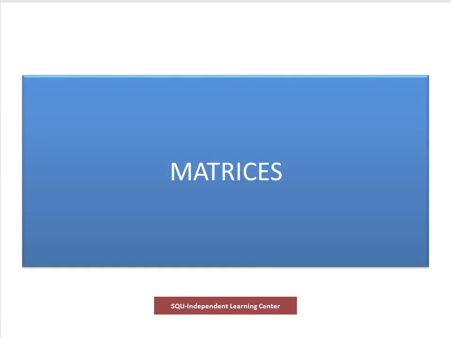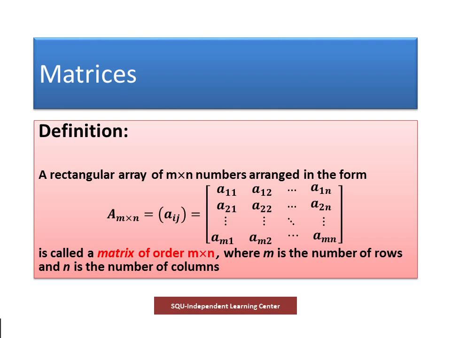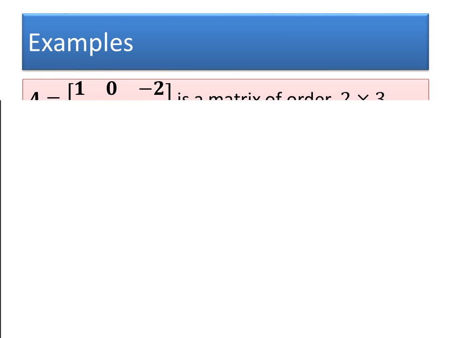We start with the definition of matrices. A matrix is a rectangular array of m by n numbers arranged in the form in front of us. We see that we have an array of m rows and n columns. This is called a matrix of order m by n, where m is the number of rows and n is the number of columns.